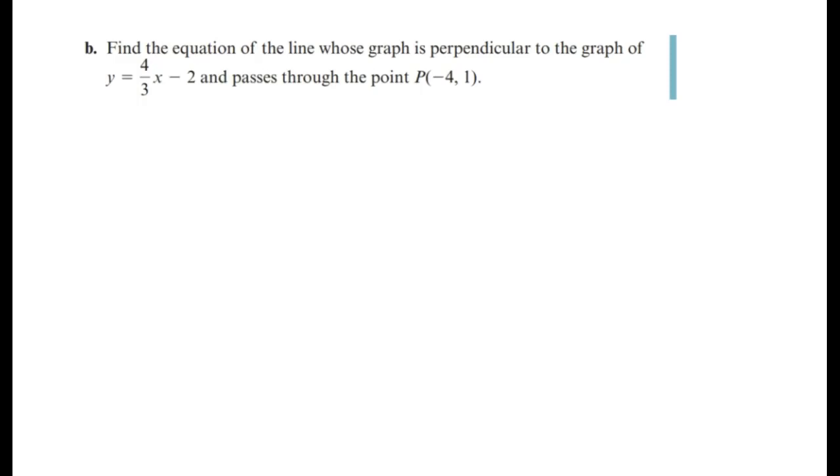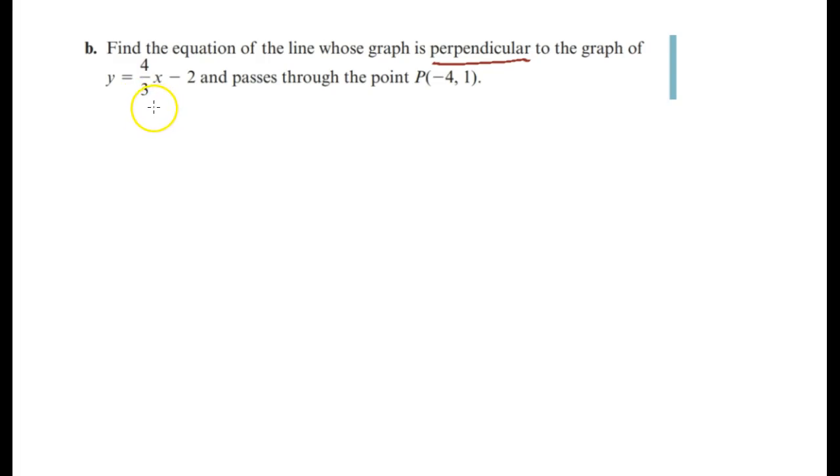All right, with this problem, example 6b, we're looking into perpendicular lines. So we want to find the equation of the line whose graph is perpendicular to the graph of y equals 4/3 x minus 2, and it passes through the point negative 4, 1. To understand, perpendicular means it forms a 90-degree angle with the line.